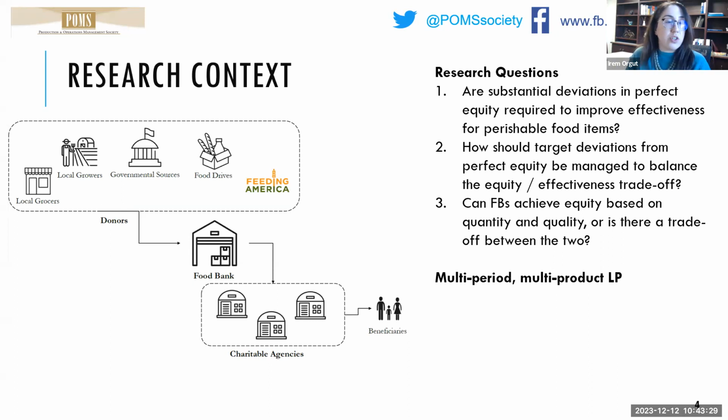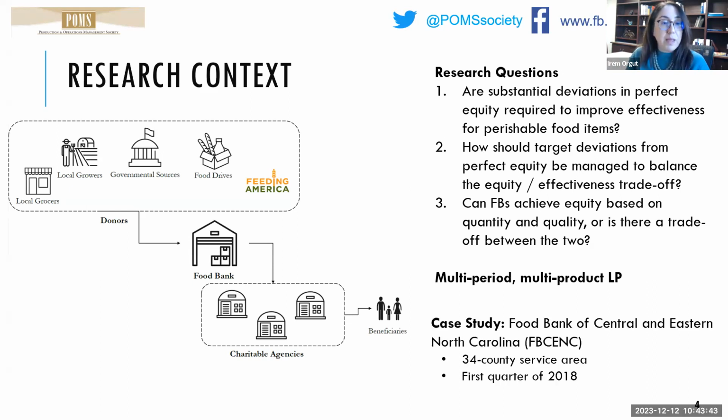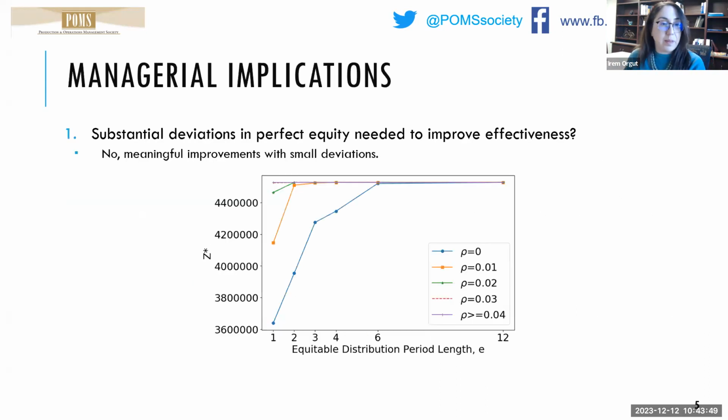To answer these questions, we build a multi-product, multi-period linear programming model that maximizes both the quantity and the quality or freshness of the food distributed while limiting the deviation from a perfectly equitable solution. We perform a case study using our partner food bank's data, which is the Food Bank of Central and Eastern North Carolina. To explain our key findings, let's revisit our research questions.